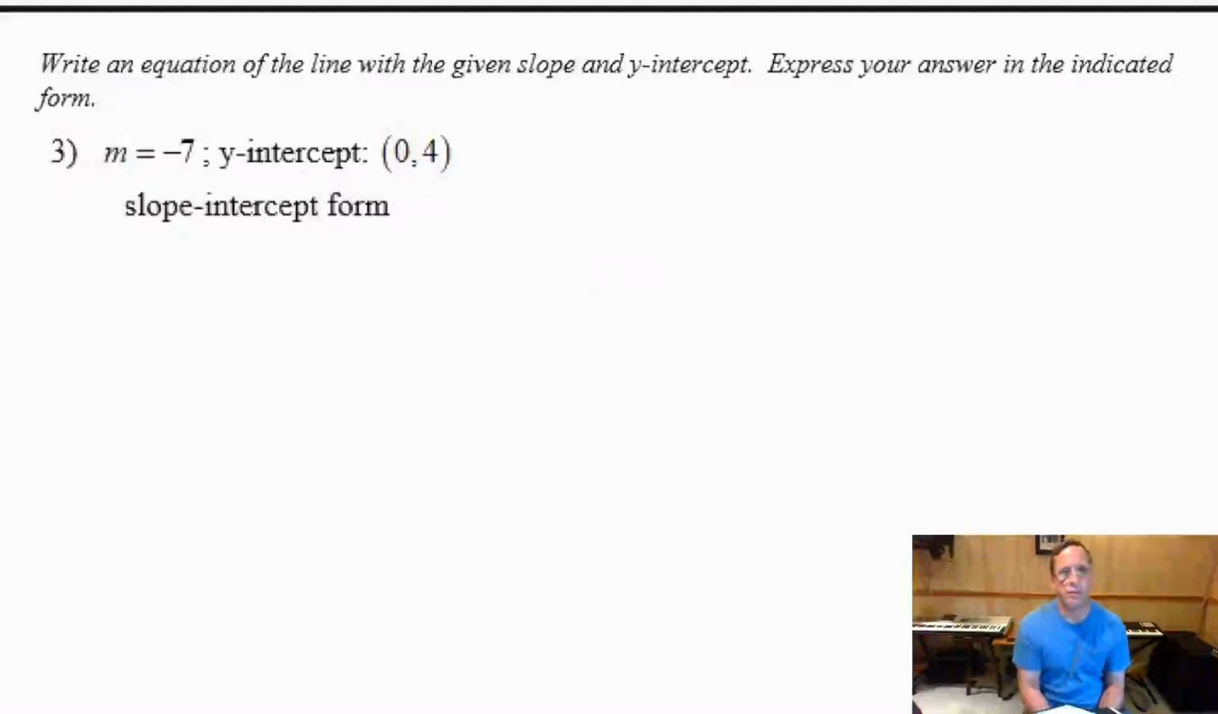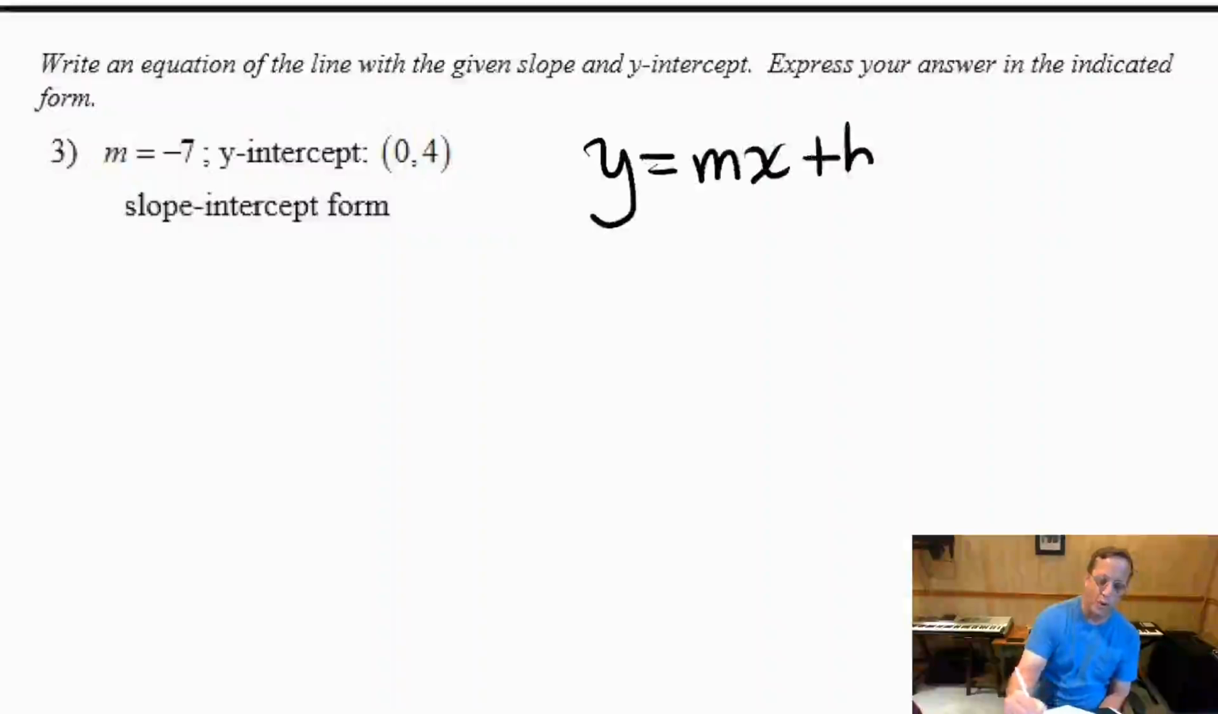Okay, for this next one, it says, write an equation of a line with a given slope and y-intercept. Express your answer in the indicated form. So for this one, we have the slope, we have the y-intercept, so it's just a matter of putting it into y equals mx plus b form. This is really just a matter of plopping those numbers where they belong.